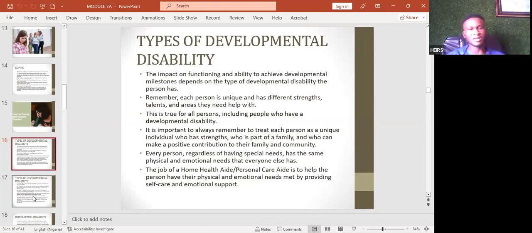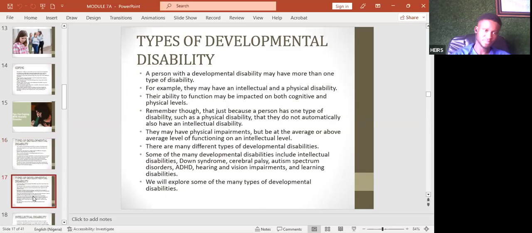So the job of a home health aide or a personal care aide is to help the person to have their physical and emotional needs met by providing self-care and emotional support. So a person with a developmental disability may have more than one type of disability. For example, they may have intellectual and physical disability.